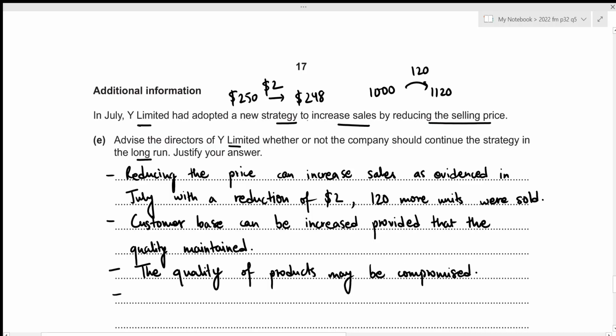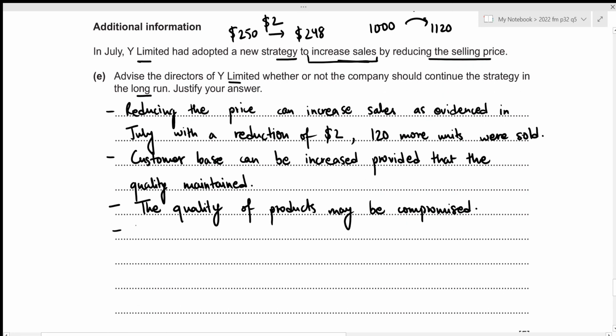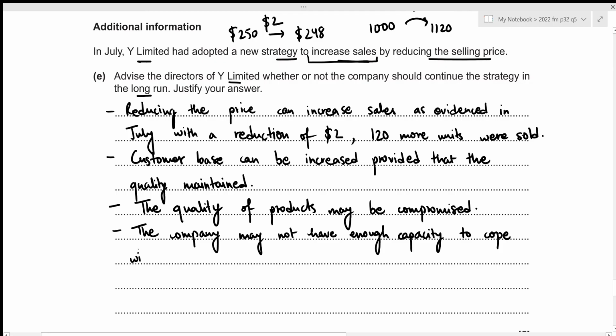And secondly, we're also talking about increasing the sales, which means that we also need to increase our production level, right? And maybe the company does not have enough capacity to cope with the increased production. So that could also be a factor. Let's write it down. The company may not have enough capacity to cope with the increased production.